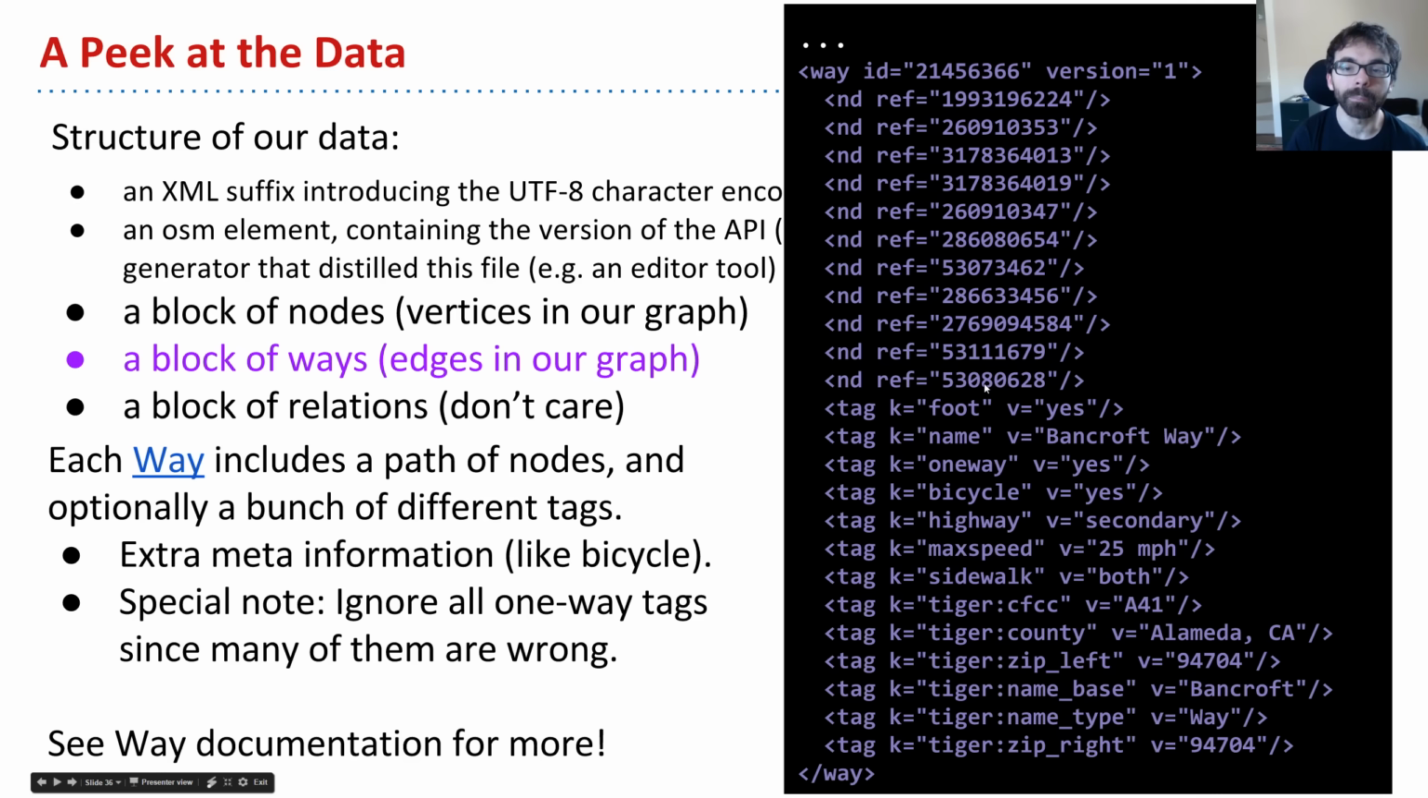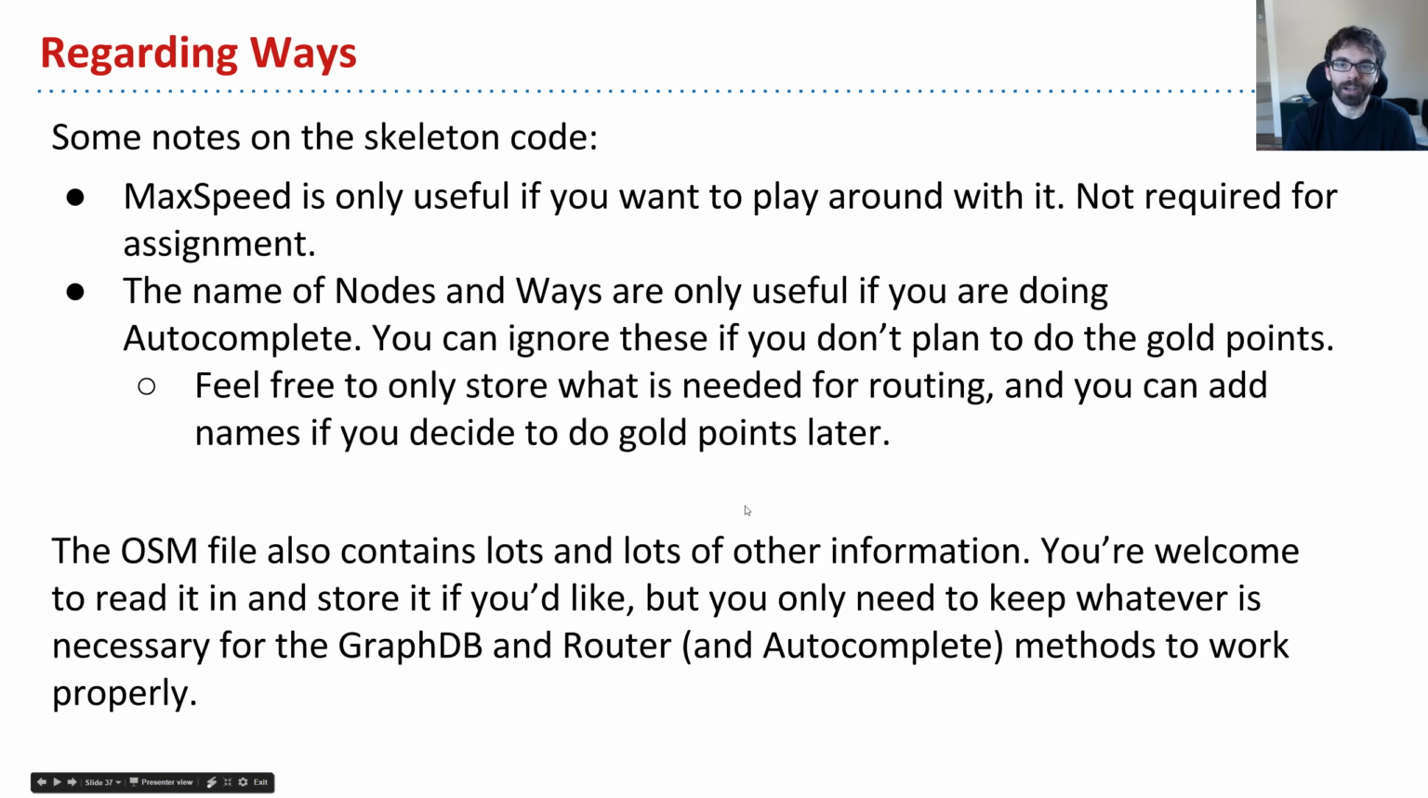Now we're writing a mapping application, and so it might seem like the one-way tag is important, but because this data set has bad one-way tags, we just decided not to use them. So you should not take into account this one-way tag. Don't do it, right? That's in the spec, but I'm also repeating it here. Ignore one-way, okay? There's a lot more you could learn about ways, but that's the basic picture, and this documentation will give you more if you want more information.